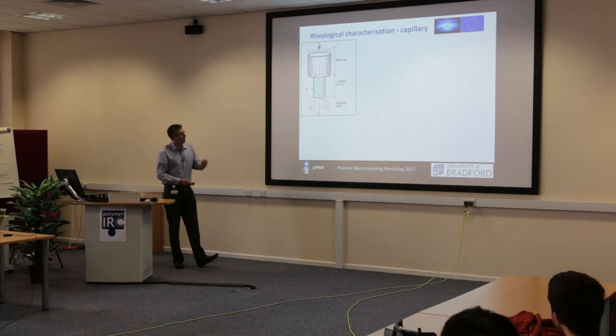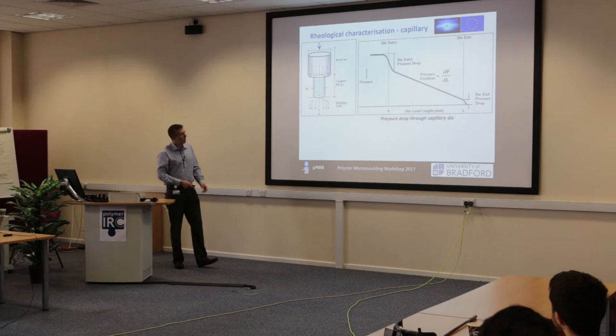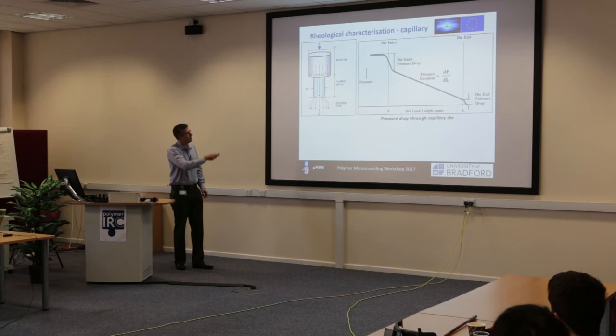We look in a little bit more detail at the die. So this is our flow coming into the die. This is our flow converging down, flowing through the die, and then exiting. If we plot a graph of the pressure drop as we go from the top of that die to the bottom, if we put pressure drop along the length of the die, it would look something like this.